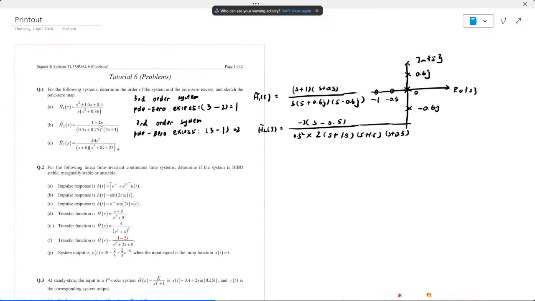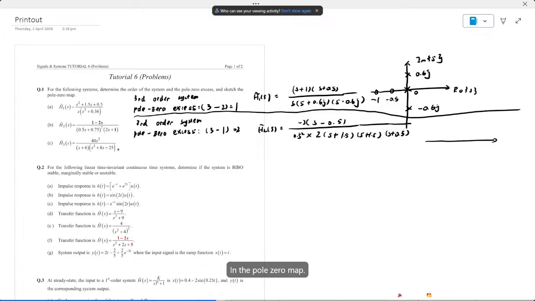Okay, so here in the pole zero map, we have 1 zero, it is located at 0.5, and we have 3 poles. The 3 poles, 2 of them are located at minus 1.5. One of them is located at minus 0.5.